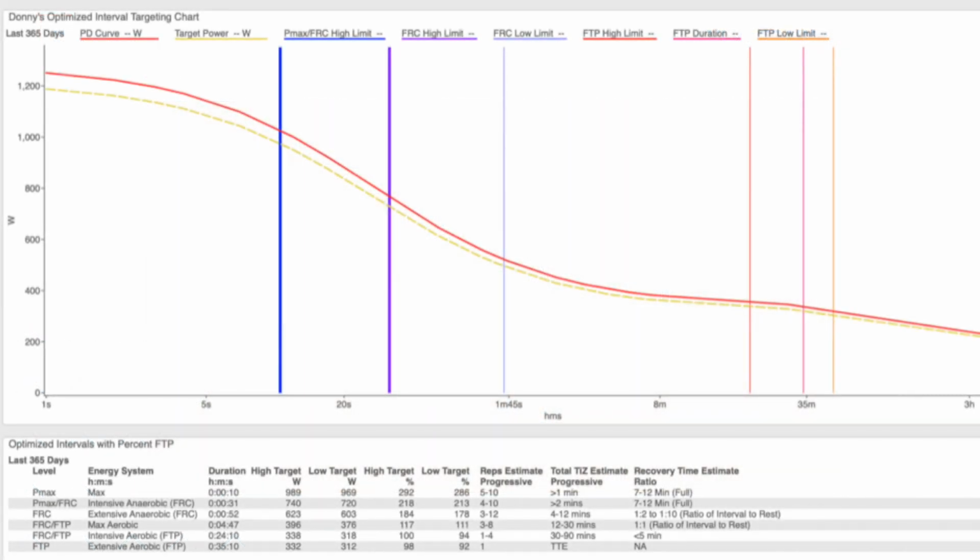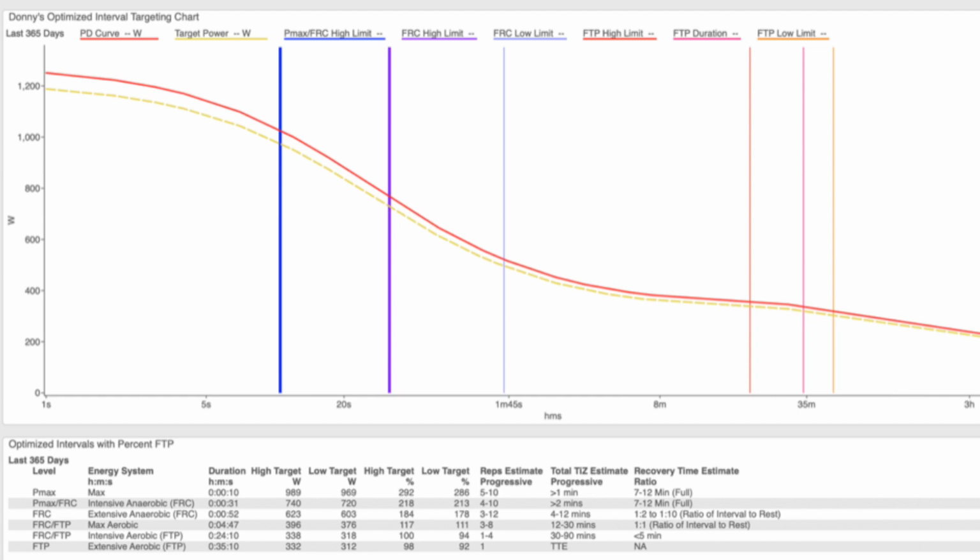And I'll bring up this next slide, and this is actually my power duration curve here. The reason I'm showing this is that it shows the high end and low end of the optimized interval ranges, specifically in the FRC range as well. And I think that may illustrate everything a little bit better. I stay in those ranges, high end, low end, for intensive and extensive. And again, that is for our YouTube watchers.